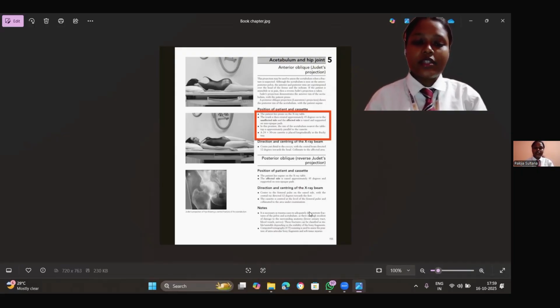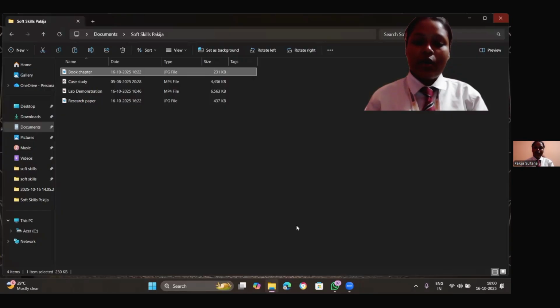The X-ray beam is centered just distal to the hip, directed 12 degrees toward the head. The field should be collimated to include the affected area. This position shows the anterior view of the acetabulum and helps detect central or anterior wall fractures.